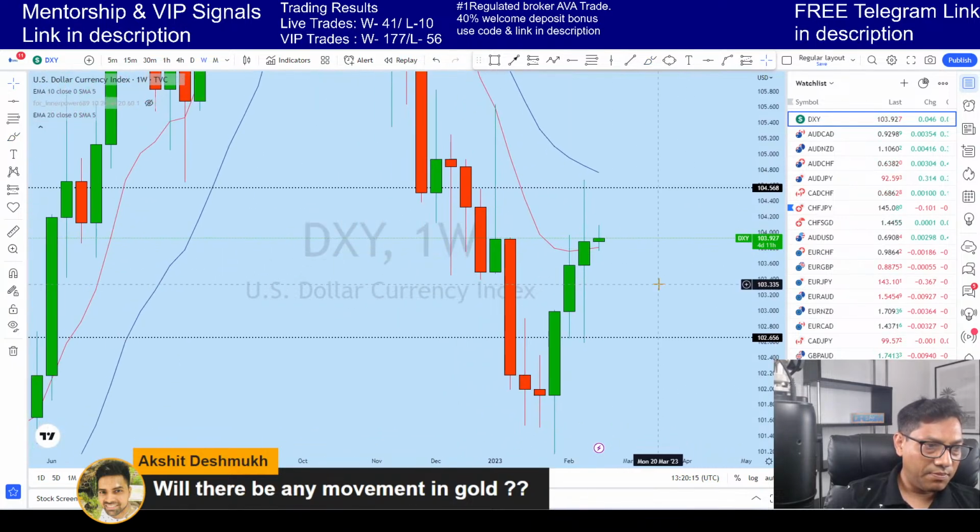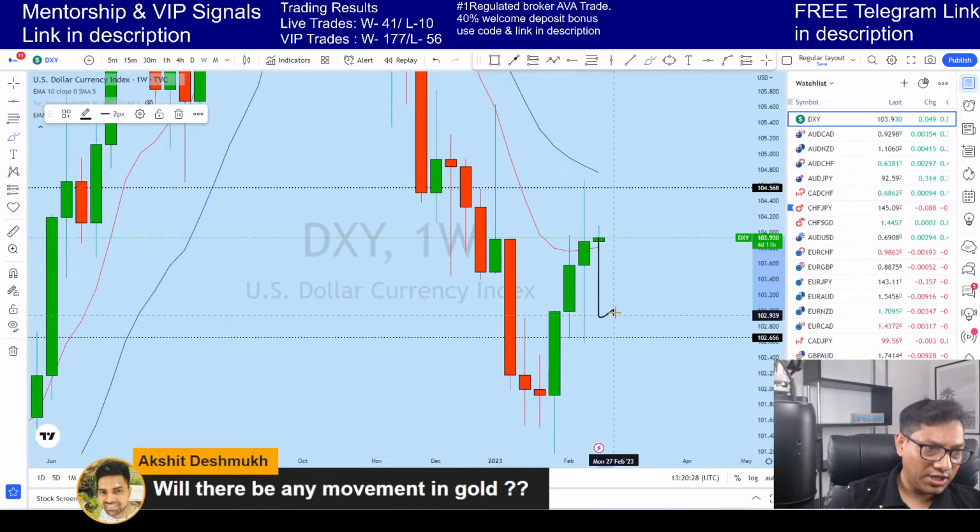But at the same time, you can see that the bulls couldn't make a big move. Instead, we have seen another rejection. So what you could see on DXY is the price coming back down again to test some part of this and then going bullish.